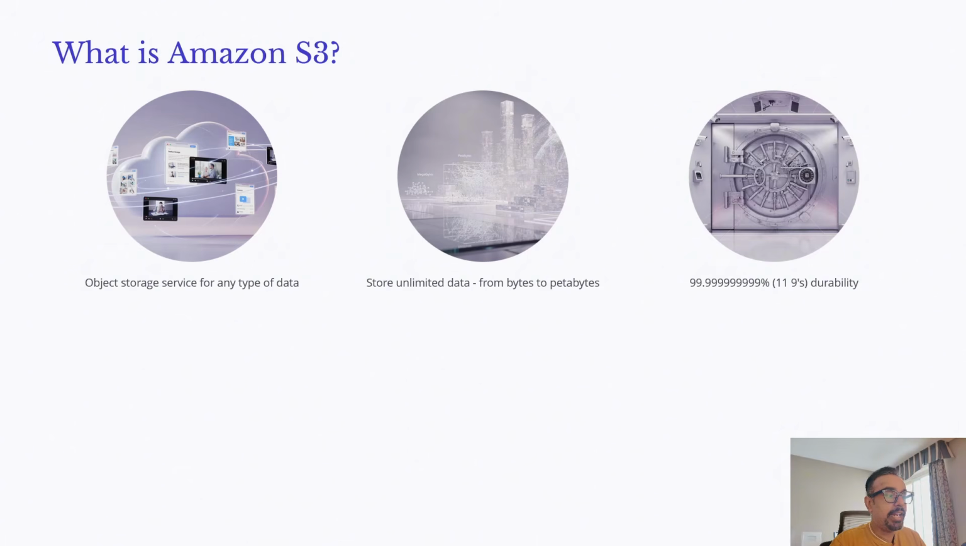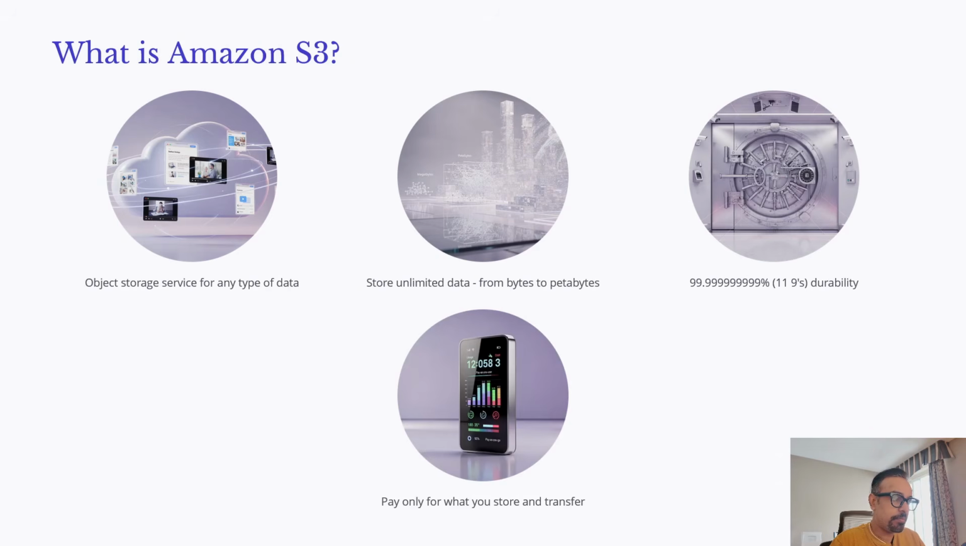S3 grows automatically based on your needs. Amazon guarantees 99.999999999%, that is 11 nines of durability. This means if you store 10 million objects in S3, you might lose one object every 10,000 years. Your data is incredibly safe and protected against loss or corruption. There is no upfront cost or minimum fee. You pay for the actual storage you use per gigabyte per month and for data you transfer out to the internet. Data transfer into S3 is free.